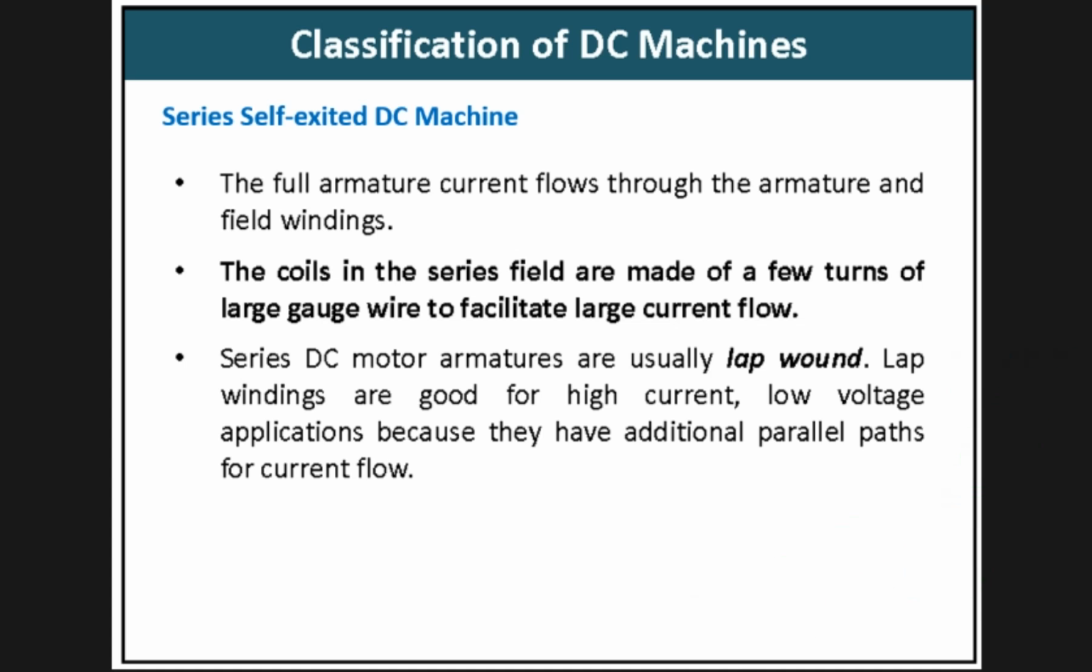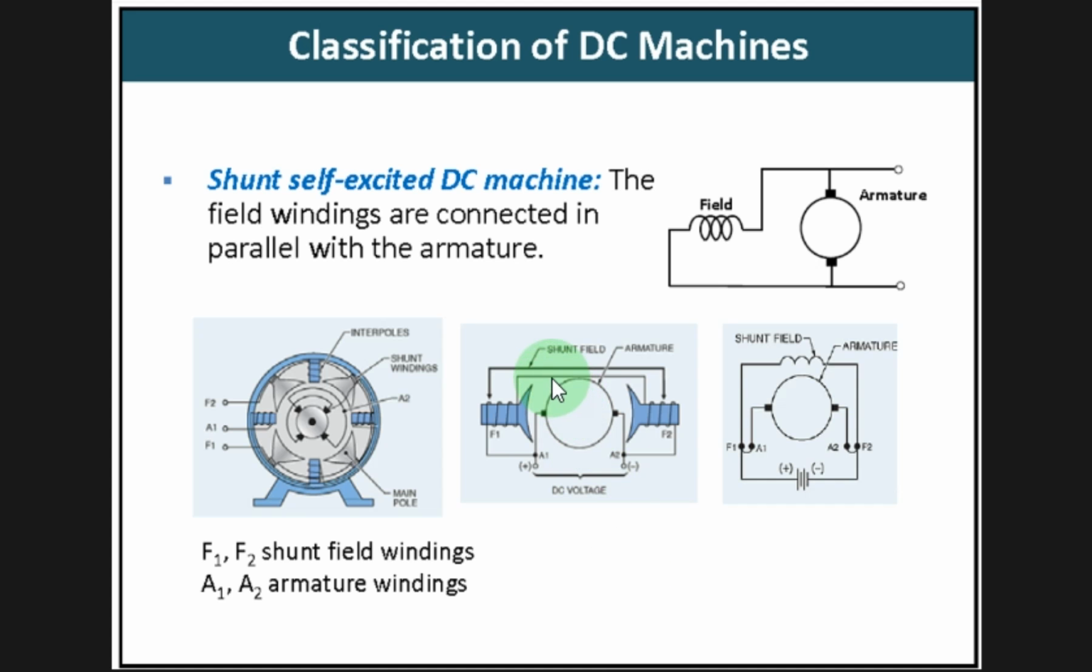Right now, let's look at the other type. It is called the shunt self-excited DC machine. So as the name implies, you can easily remember, the two coils, armature coil and the field coil, are in parallel. The field windings are connected in parallel with the armature.